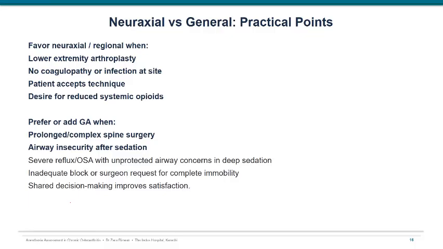We prefer GA, as I have told, when there are prolonged or complex or spinal surgeries, airway insecurity after sedation, risk of OSA or severe reflux with unprotected airway concerns in deep sedation, inadequate block, or surgeon request for complete immobilization. So it's usually a team decision. It's a shared decision that improves patient satisfaction.